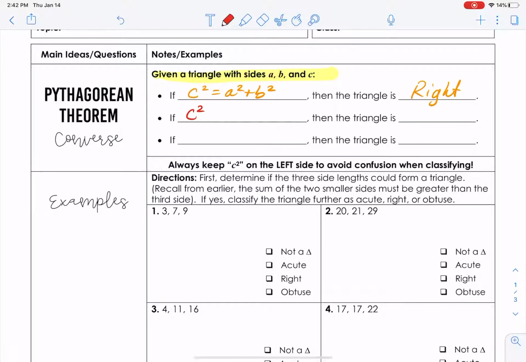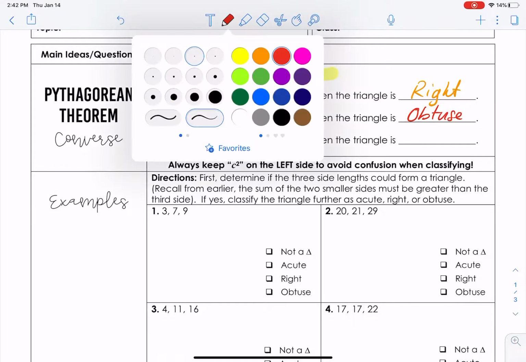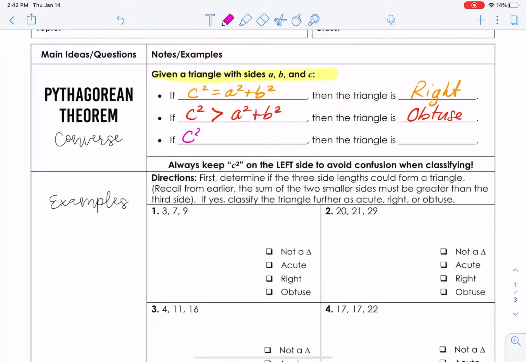If c squared is greater than a squared plus b squared, then that triangle is obtuse. One of the angles in the triangle is greater than 90 degrees. If c squared is less than a squared plus b squared, then the triangle is acute, meaning all the angles are less than 90 degrees.